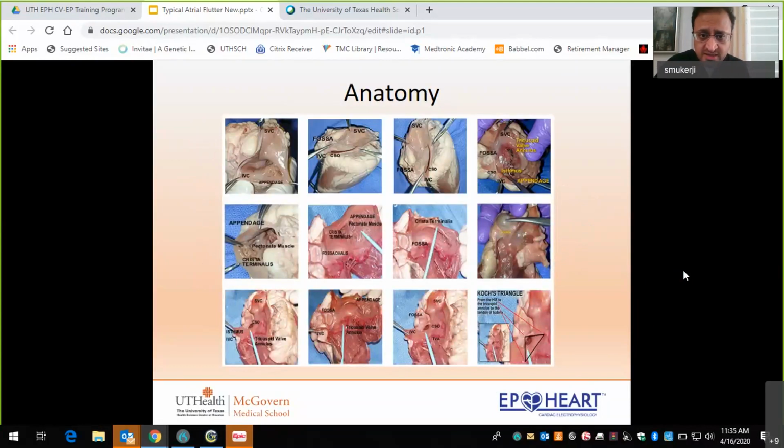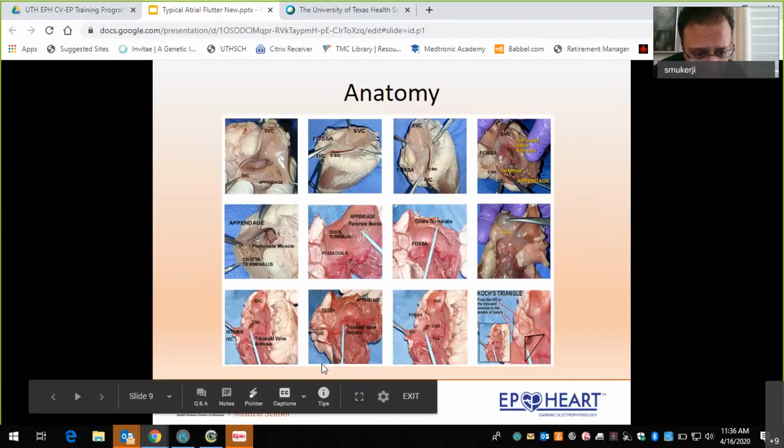So let's look at the anatomy first. It's a busy slide, but it's arranged in chronological order, if you will. It shows you pictures of the right atrium along with the appendage, the SVC and the IVC. So this is obviously the right atrium placed flat on a surface, and I'm trying to look at the money shot, if you will, trying to look for the CTI.